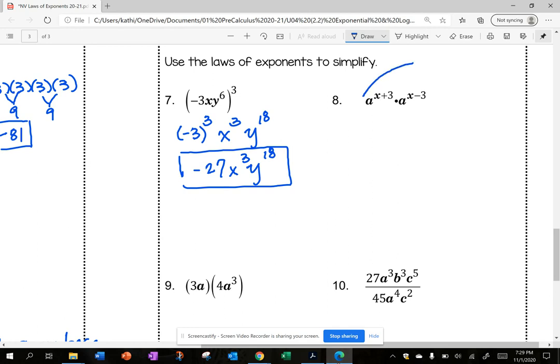Okay, so my number 8, I see I have the same base. So when I have the same base, then that means I add my exponents.